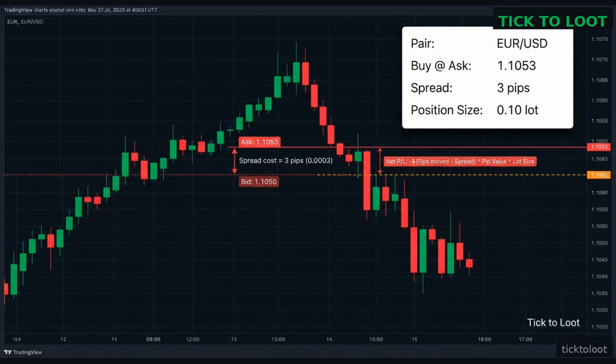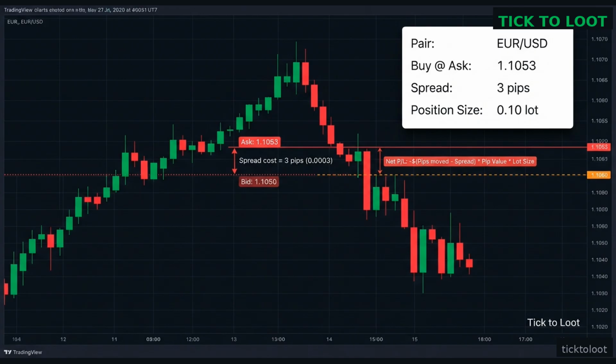Now let's bring the spread to life with a simple, real-world euro to US dollar trade. Suppose you have decided to go long, meaning you want to buy euros with dollars because you think the euro will rise. You look at your broker's price quote and see a bid of 1.1050 and an ask of 1.1053. Remember, the ask is the price you must pay to buy euros, so your entry price is 1.1053. The spread here is 3 pips. That's the difference between 1.1053 and 1.1050, or 0.0003 in decimal terms.